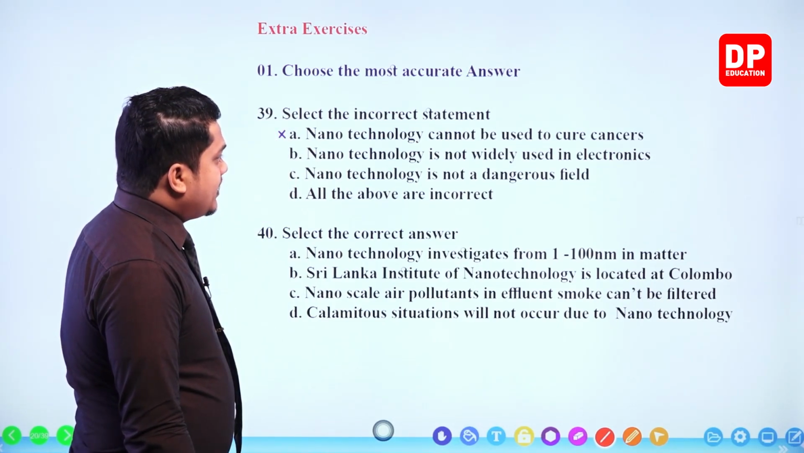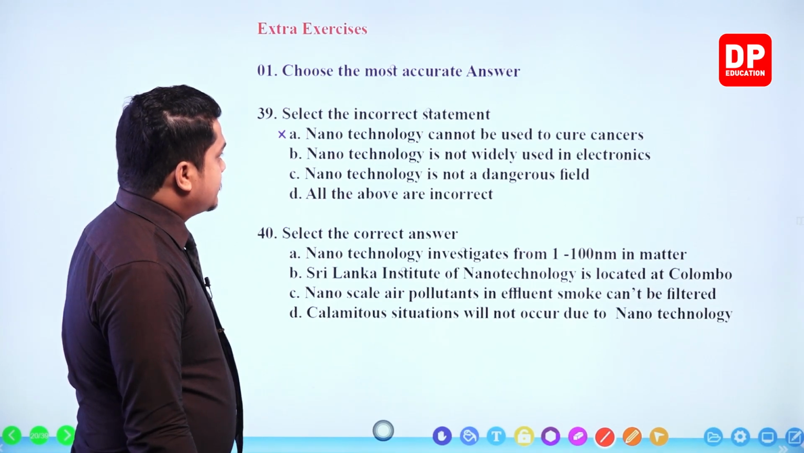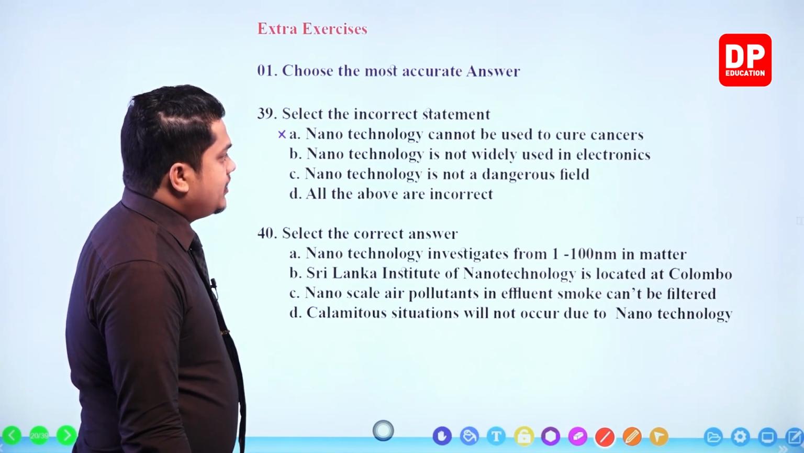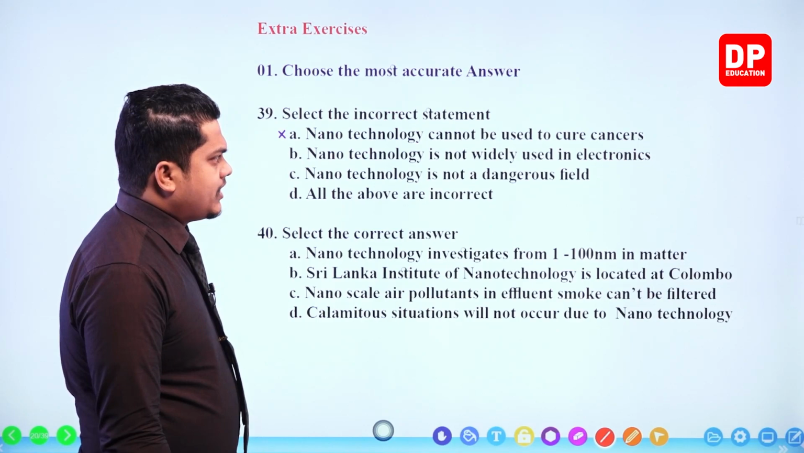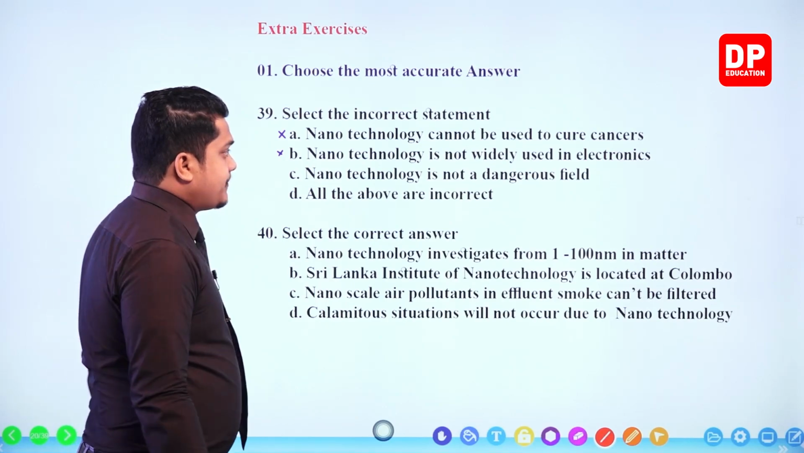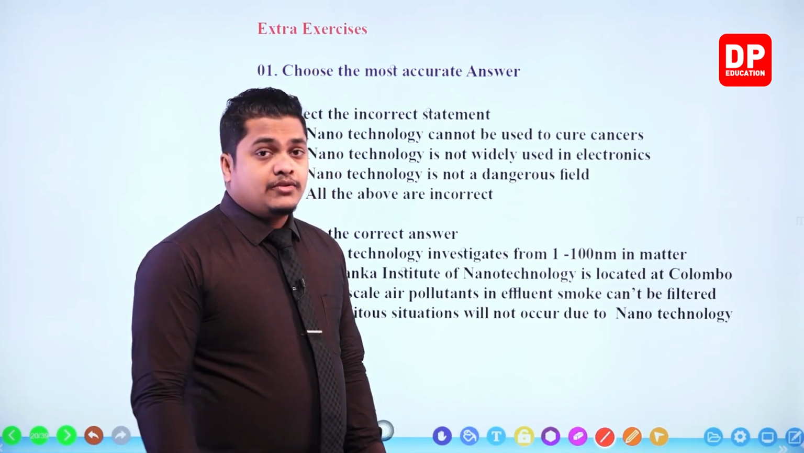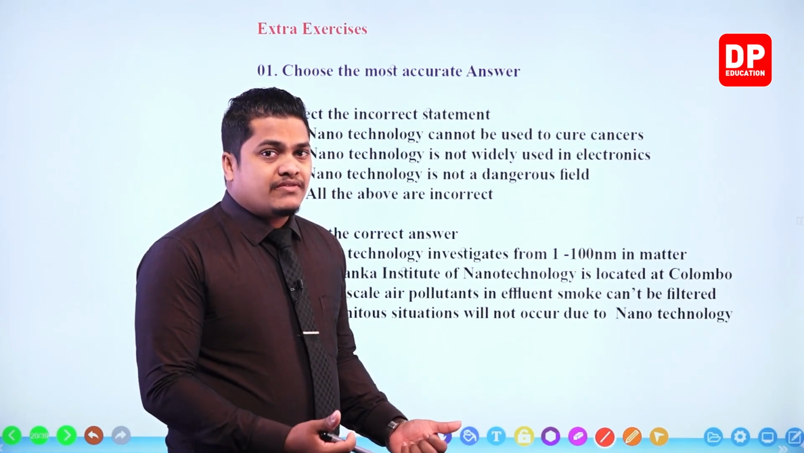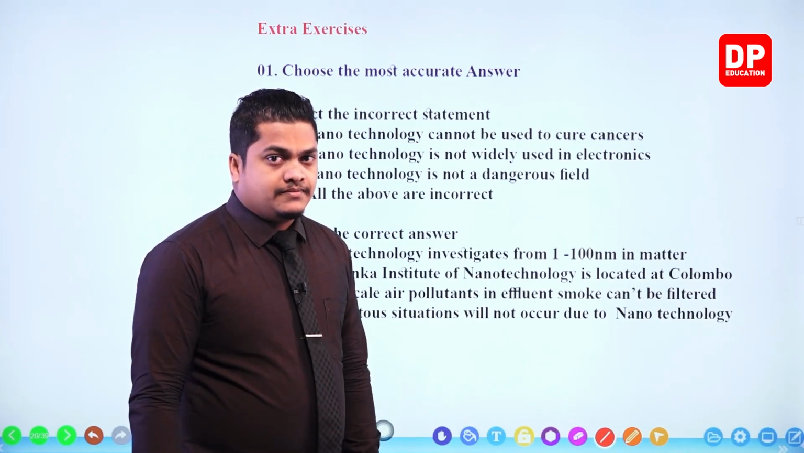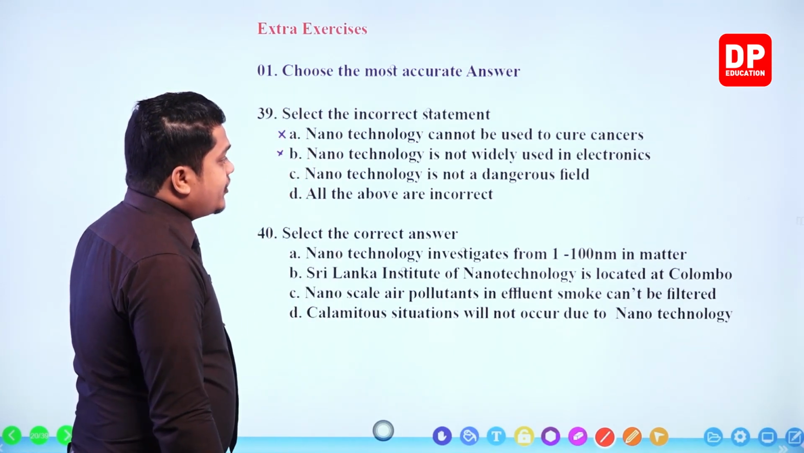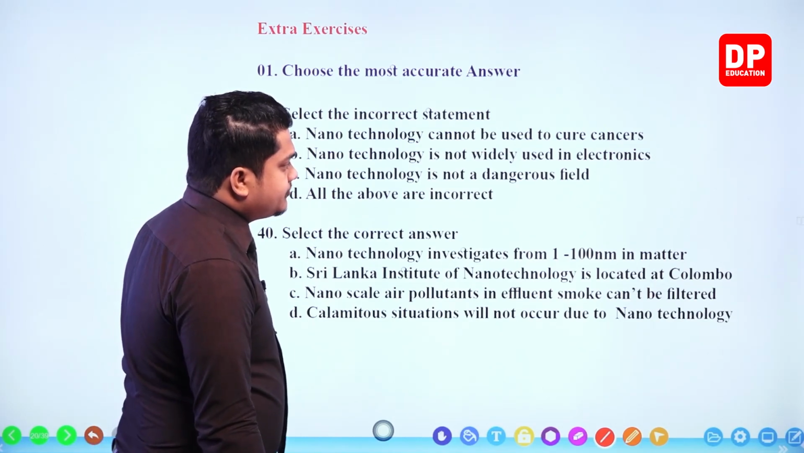Nanotechnology is not widely used in electronics. Right? Nanotechnology is not widely used in electronics. What can you say about that? Once again, incorrect. No. In previous questions, we even discussed those things. Can you remember? It is being widely used. Actually, the size of the transistors has been reduced up to 7 nanometers by using nanotechnology. So it is widely used in the field of electronics. So it is incorrect.